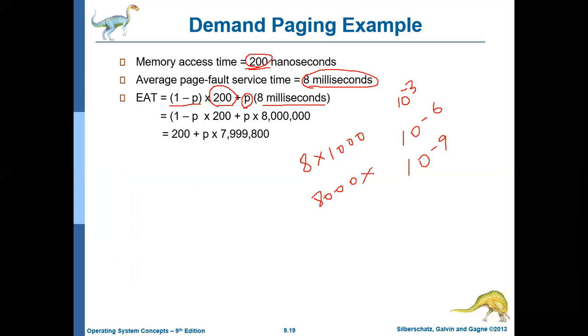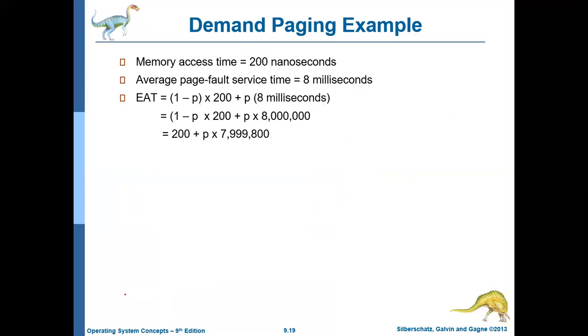Okay. Again, if you multiply that with 1000, what you get is a nanosecond. So 8 millisecond is nothing but this many nanoseconds. And now if you simplify this equation, what you get is 200 plus p into 7,999,800, where p is the page fault rate.